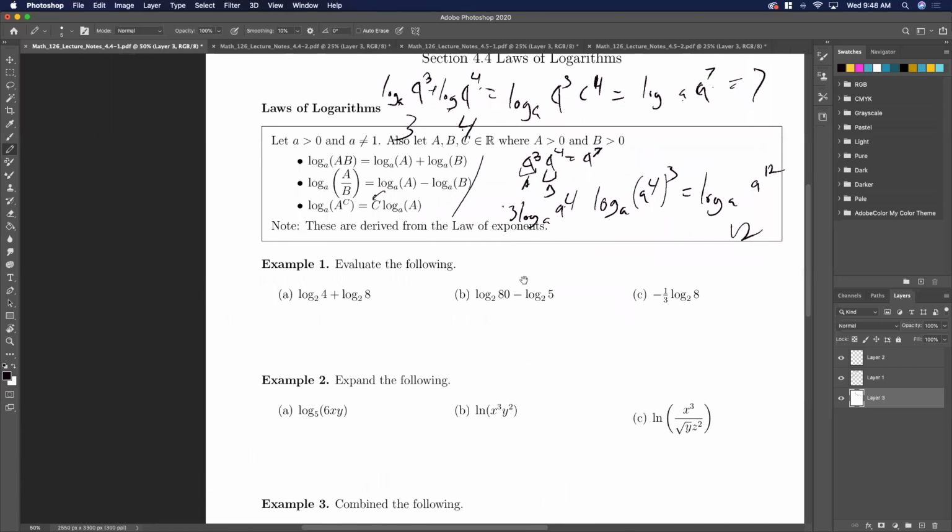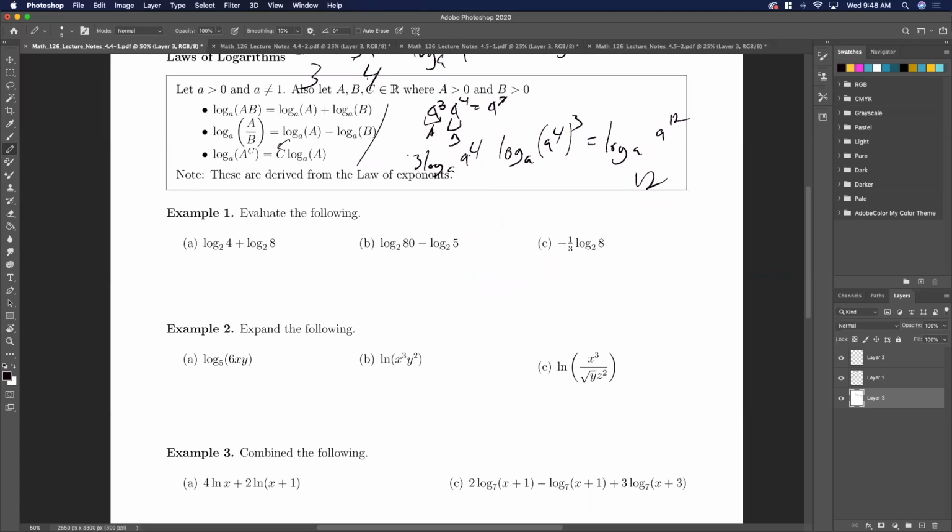So let's actually crunch through some of them. Could we compute this before using the rules? Yeah. Log base 2 of 4 is 2, log base 2 of 8 is 3, so this equals 5. Or we could put it together using our log rules: log base 2 of 4 times 8, which is log base 2 of 32, which is log base 2 of 2 to the 5th, which is just 5.